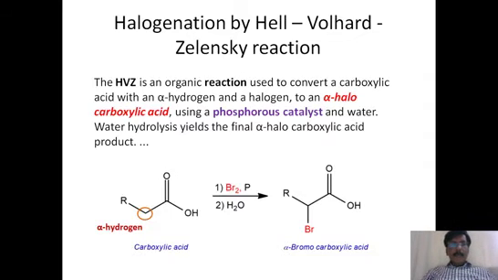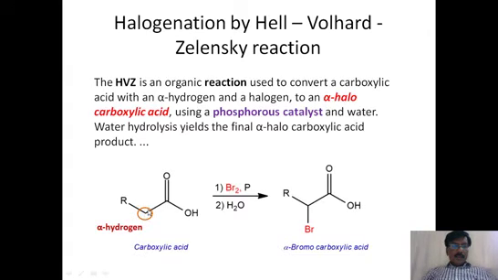Now, this is another very important reaction called the Hell-Volhard-Zelinsky reaction, HVZ. This HVZ reaction is used for bromination or halogenation on a specific, particular place. That place is the alpha hydrogen. So here you see this is the carboxylic group, and this is the alpha position to the carboxylic group.